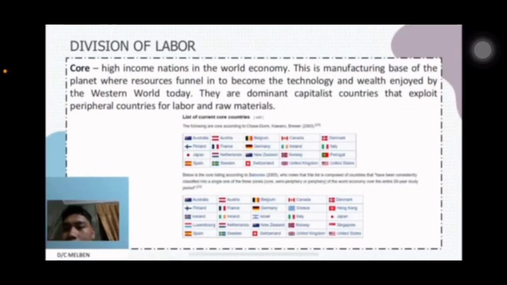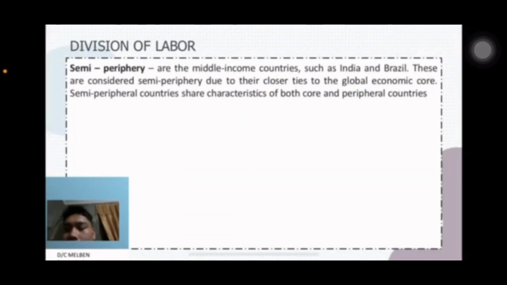Division of labor. So core, it is the high income nation. Next one is the semi-periphery. So they are the middle income countries such as India and Brazil. These are considered semi-periphery due to their closer ties to the global economic core. Semi-peripheral countries share characteristics of both core and peripheral countries. So in short, they are in the middle or the average.